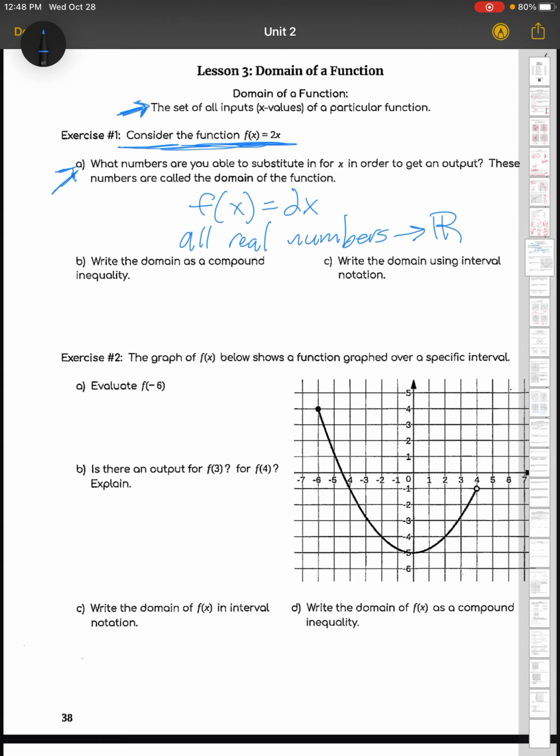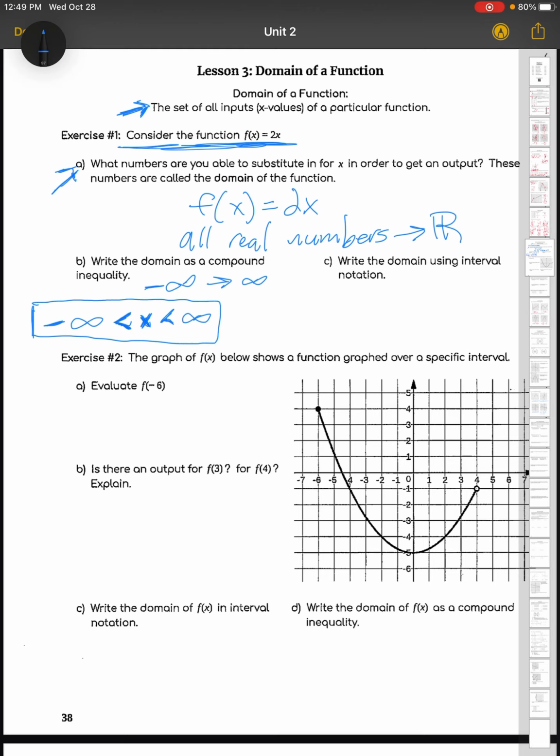Now for part B, it says write the domain as a compound inequality. All real numbers can go on forever to negative infinity as well as to positive infinity. The way we write this as a compound inequality, we start out with negative infinity. Now, this number could be anything less than or equal to negative infinity, which is not possible, or positive infinity. So this is how we would write this as a compound inequality.